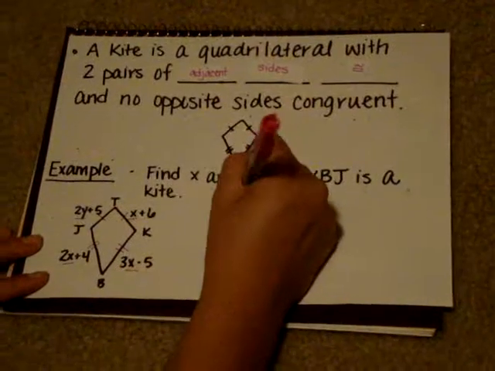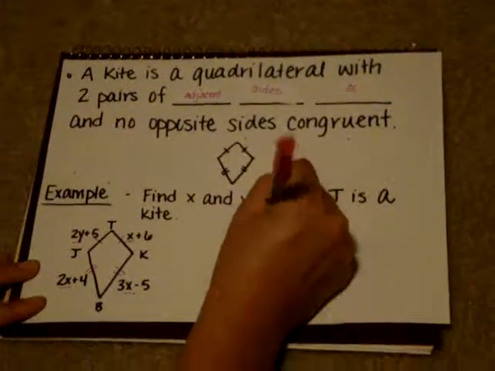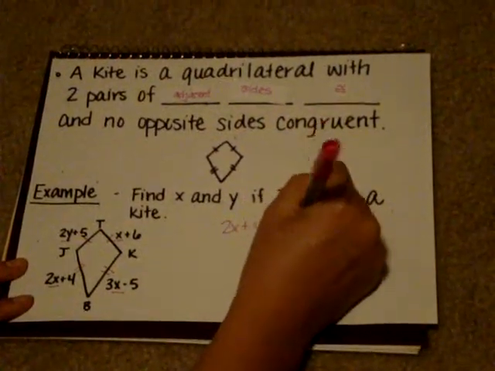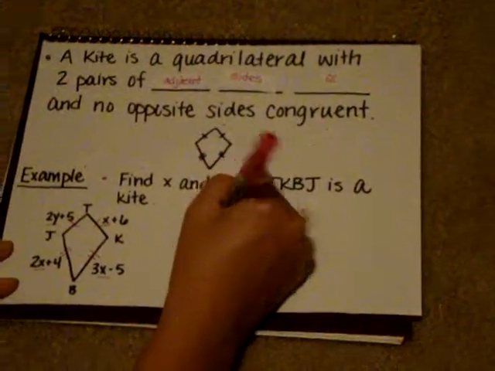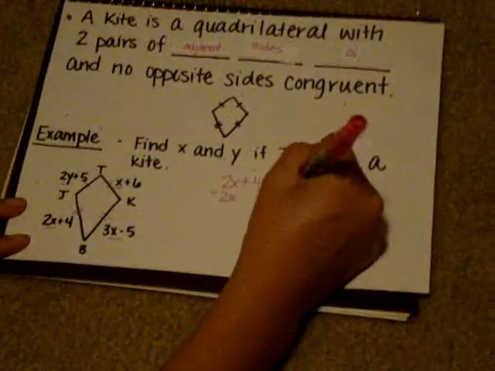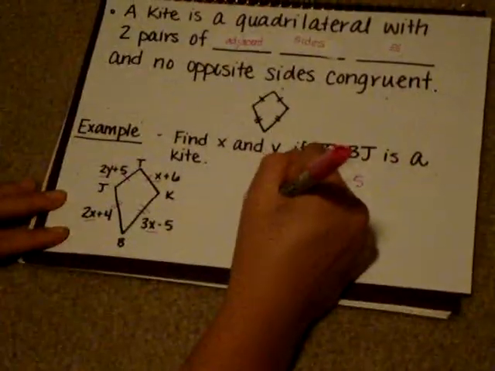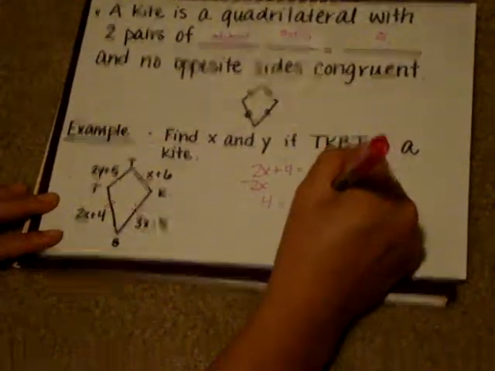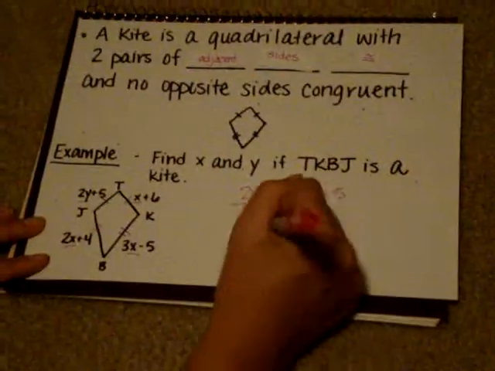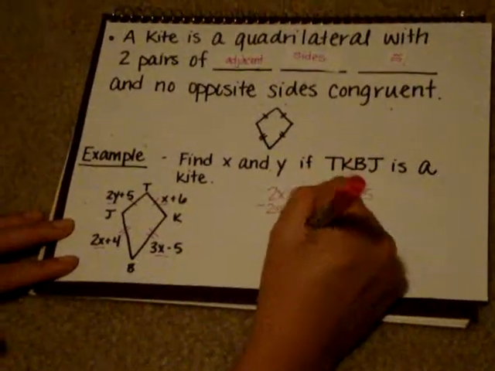So here we have first 2x plus 4 is equal to 3x minus 5. If we subtract 2x on this side and subtract 2x on this side, we get that 4 is equal to x minus 5. And if we add 5 over, we get that x is equal to 9.